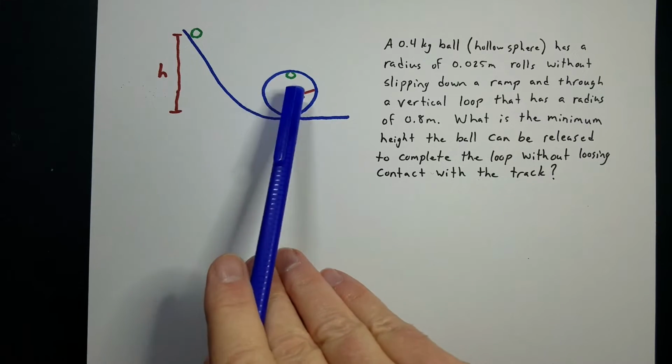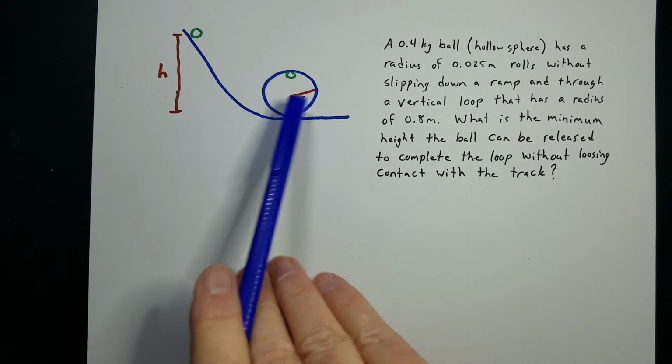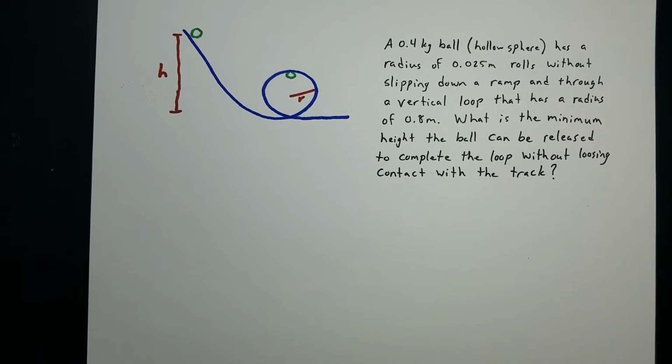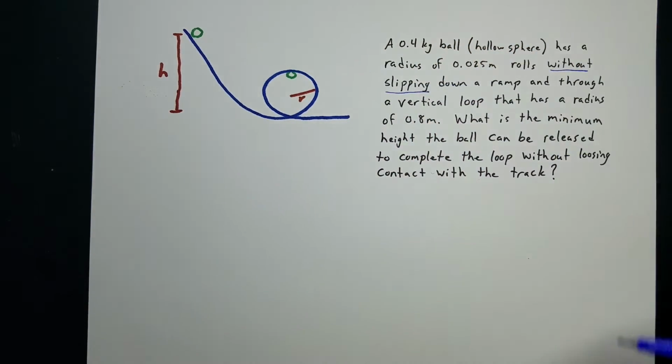We're going to ignore any air resistance, but there is friction on this track so that the ball rolls without slipping. And that's an important key, that it rolls without slipping. That's going to help us actually solve the problem.